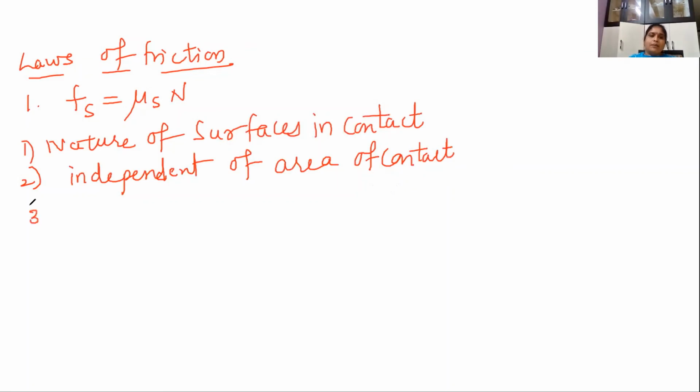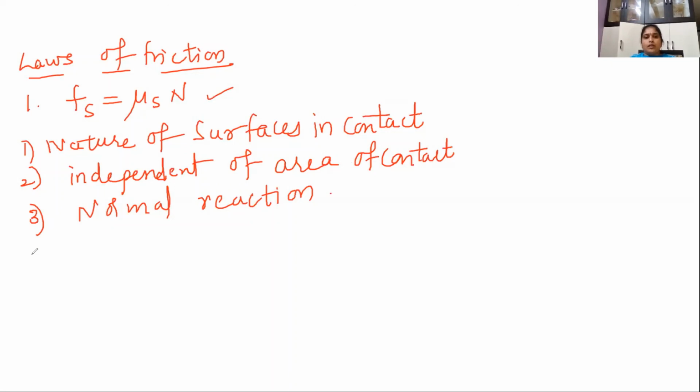So friction depends on the nature of surfaces and the normal reaction, and is independent of area of contact. In the case of static friction, friction is a self-adjusting force and it is equal to the external force tending to move the body, up to that limit. Okay, now we have studied the laws of static friction.